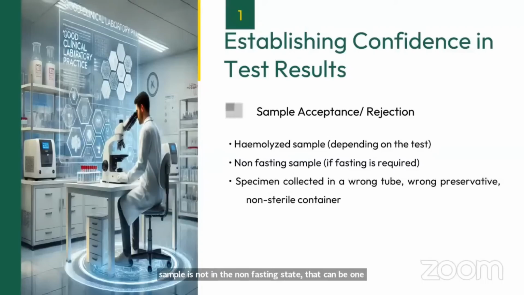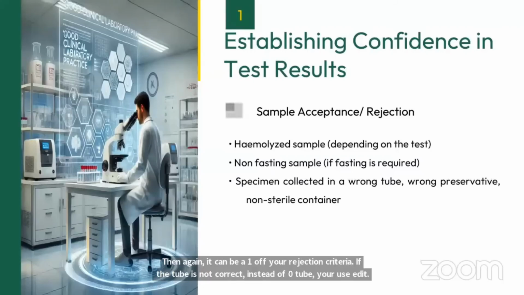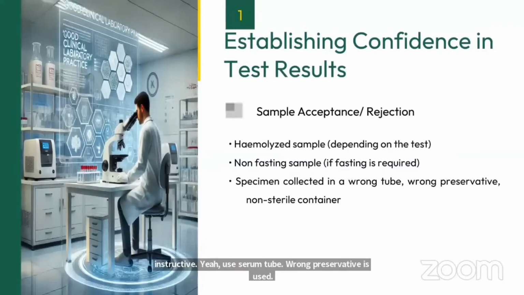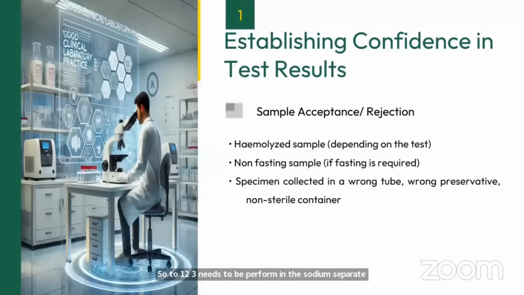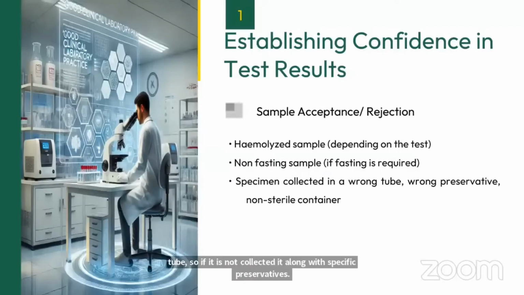Specimen collected in a wrong tube, wrong preservative, or non-sterile container. In most laboratories we have two urine containers. One is for urine routine analysis and one is a sterile container for culture. If the urine is collected in a non-sterile container, it can be one of your rejection criteria. If the tube is not correct, for instance you have used an EDTA tube instead of a serum tube, or a serum tube instead of an EDTA tube, or a wrong preservative is used. Certain coagulation studies need to be performed in the sodium citrate tube. So if it is not collected with specific preservatives, then samples can be rejected.